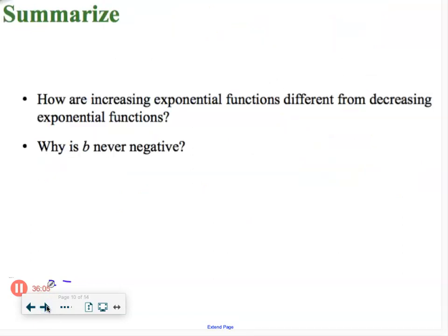That's it, guys. So, think about how are increasing exponential functions different from decreasing. Remember that has to do with your rate of growth being less than 1 or greater than 1. Why is b never negative? Because if you take a negative number and raise it to an exponent, every time the exponent is odd, the value would be negative, and every time it's even, it'd be positive. So you'd have a graph that would be flip-flopping back and forth over the x-axis, and it wouldn't really tell you much.